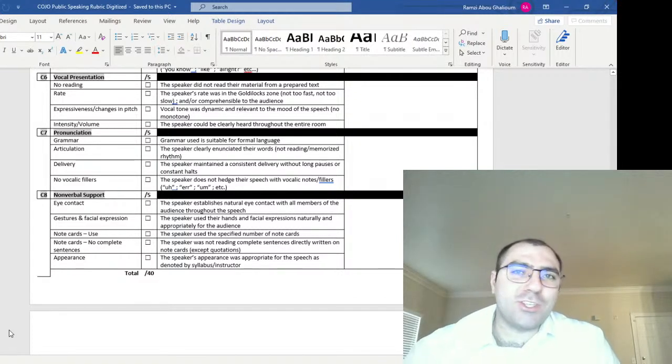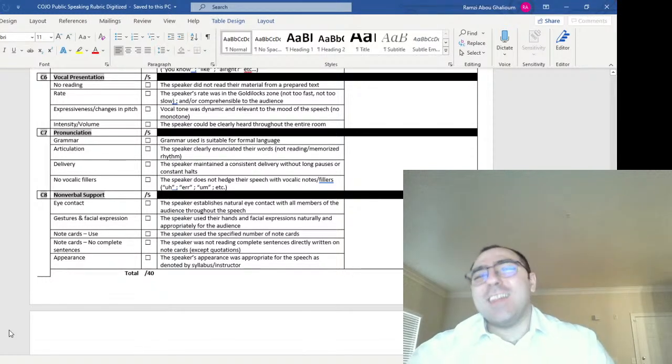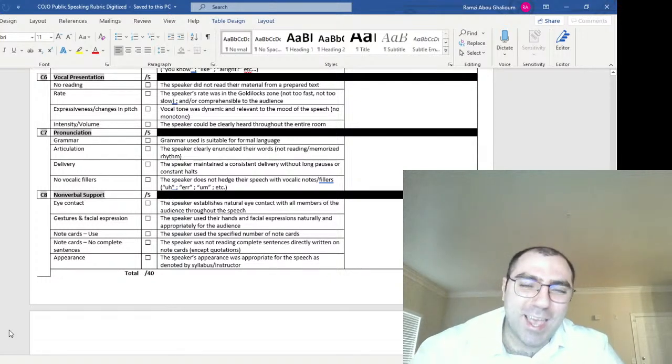If you're wearing PJs or something like that, I'm going to immediately dock you points for appearance. There's no reason for you to be in PJs. It's such an easy point to get on your rubric.